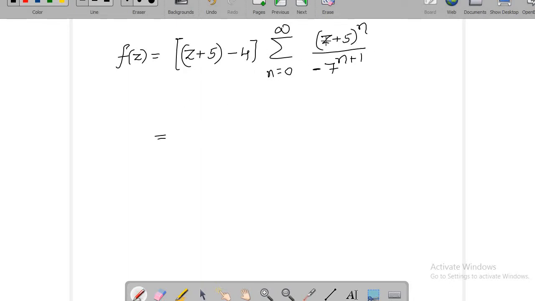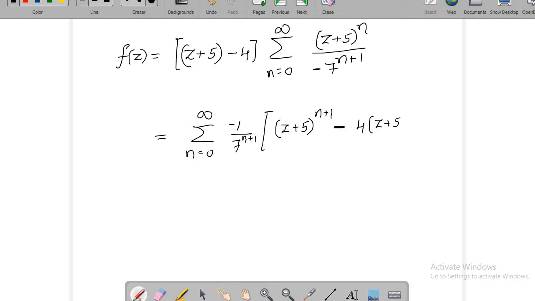Now you can multiply with z plus 5. So when you multiply with z plus 5, summation n equal to 0 to infinity, you have z plus 5 whole to the power of n plus 1. This term is anyway common. So let me write negative 1 by 7 to the power of n plus 1. This is common. Now when you multiply with this guy, which is z plus 5 whole to the power of n plus 1, minus 4 into z plus 5 whole power n.